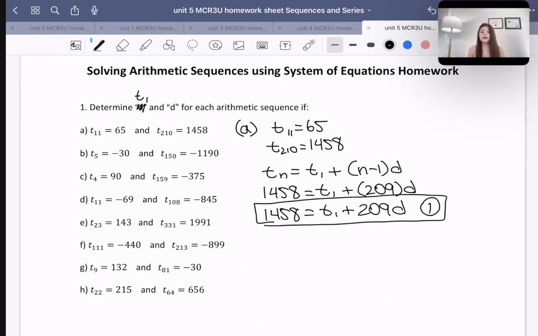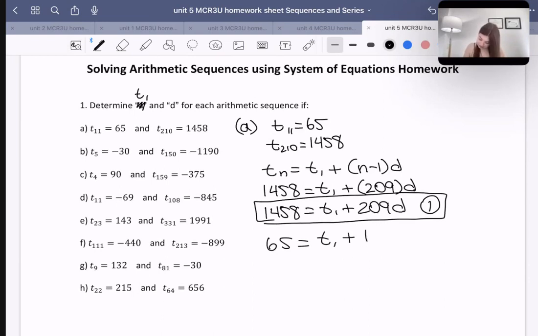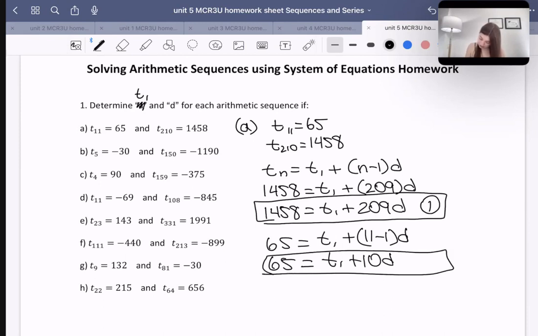Then how about equation 2? Well, equation 2 is that we know that 65 is equal to t1, our first term, plus 11 minus 1 d, which is 10d, right? So 65 equals t1 plus 10d, and that's our equation 2.